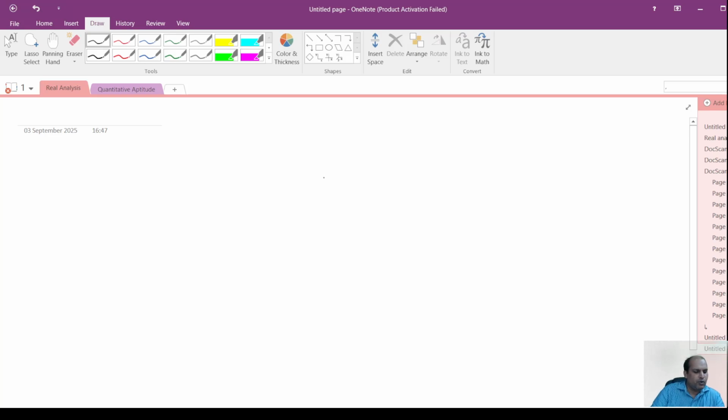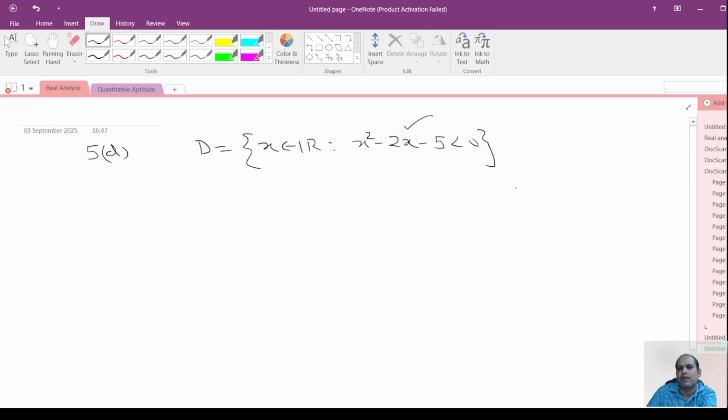Okay. One more question is remaining, part D, 5D. Here D is given as the collection of all those x belonging to R such that x square minus 2x minus 5 is less than 0. So, first of all we need to simplify this inequality, x square minus 2x minus 5.